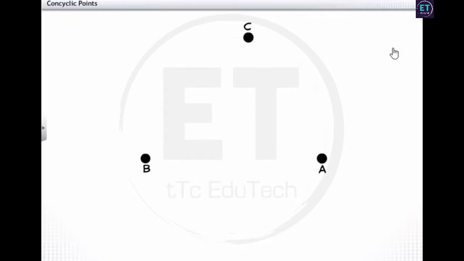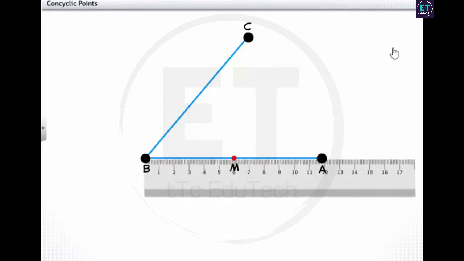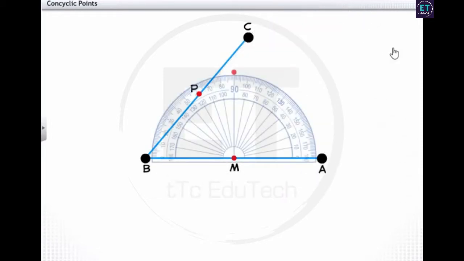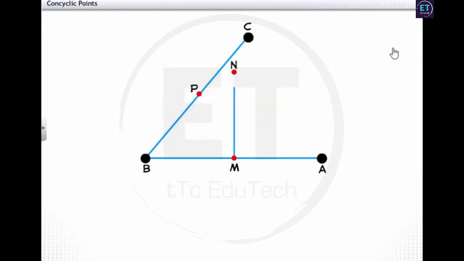Okay, let us begin with the construction. First, let us join AB and BC. Next, let us mark the midpoints of AB at M and BC at P. Now, let us draw a perpendicular at M. What does this line MN represent? MN is the perpendicular bisector of AB.